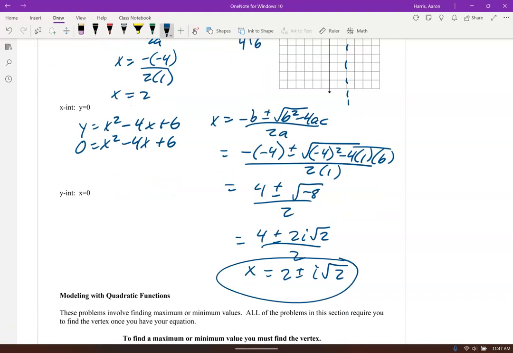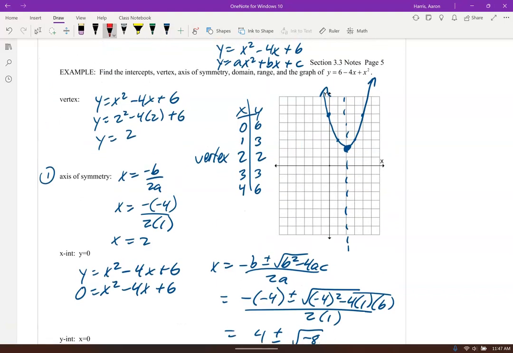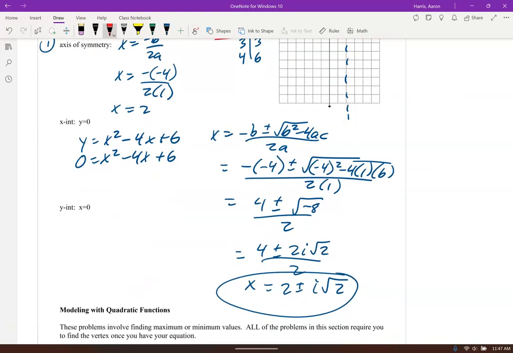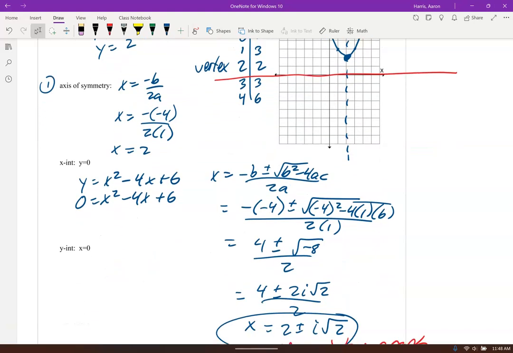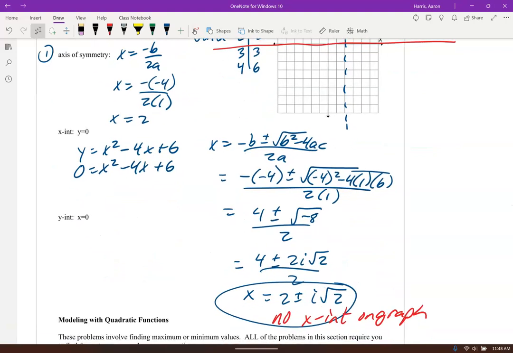The x-intercepts are imaginary. Notice it never crosses the x-axis. It's above it, right? So they're imaginary. So I just say there's no x-intercepts on the graph, right? Because the graph is a graph of the real numbers, crossed by the horizontal real number line, crossed by a vertical real number line. So we don't have any real x-intercepts here. Does that make sense?